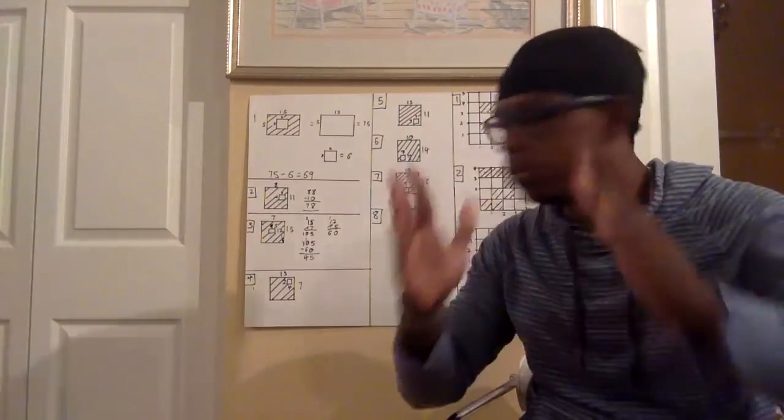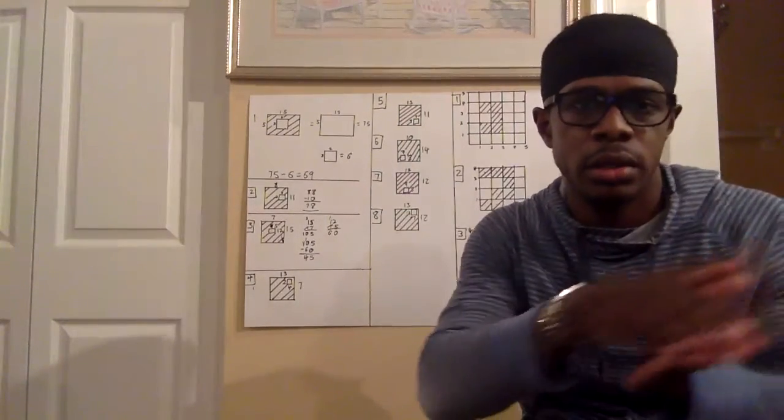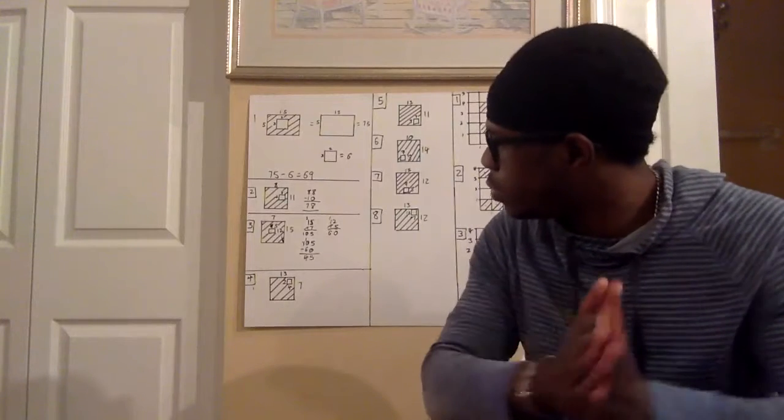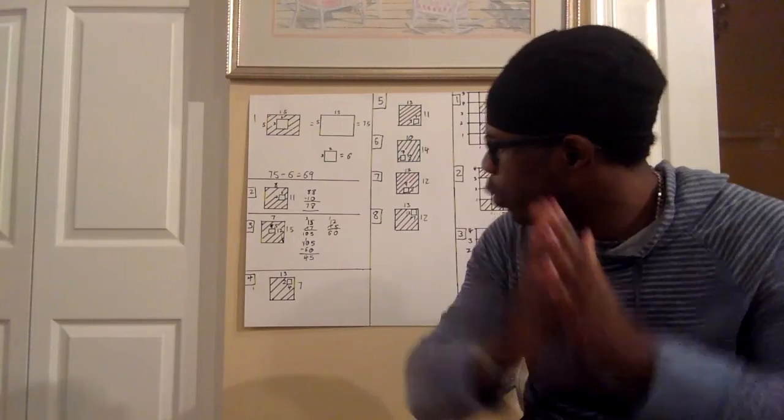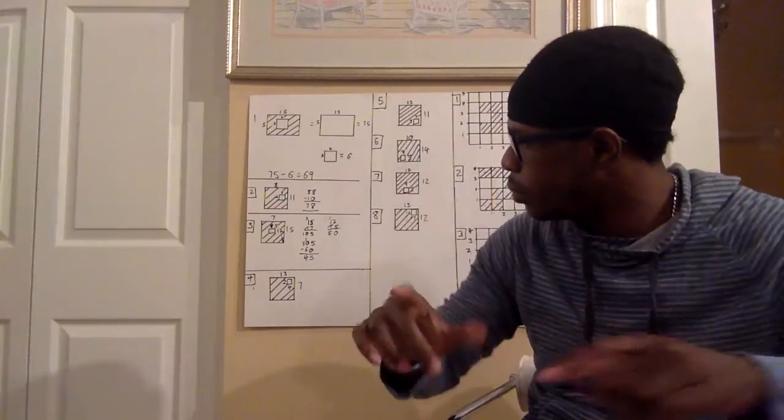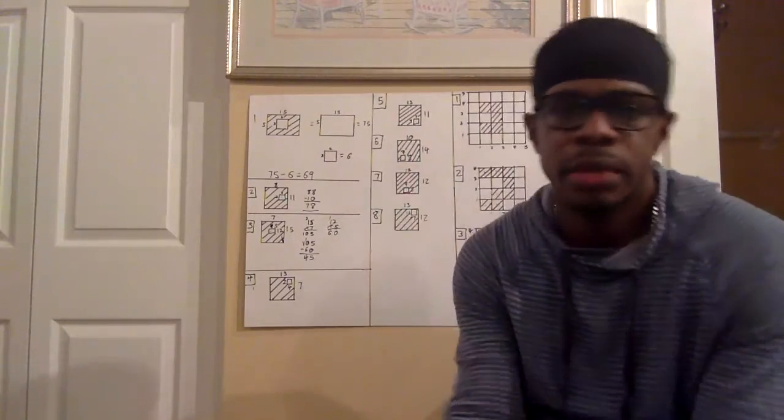All right, so find the length times the width for the big figure, or the entire area, multiply them, then subtract the area of the small figure inside.